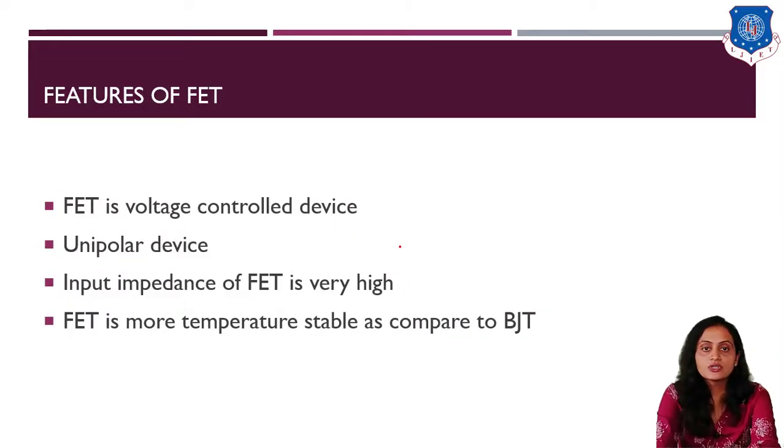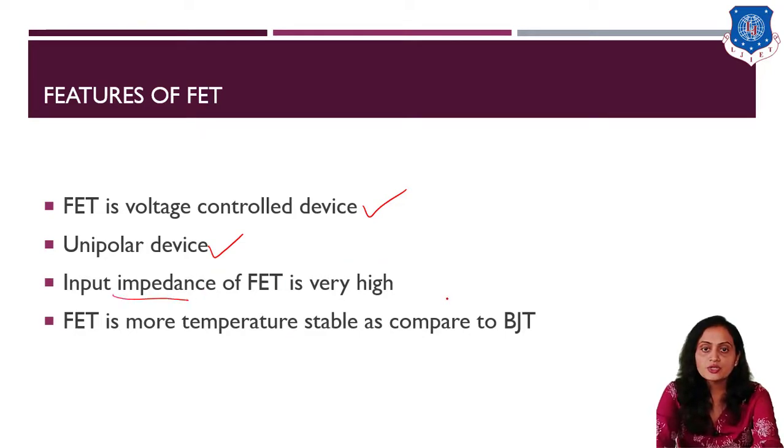Now we will see features of FET. FET is the voltage control device. Why it is called voltage control, that we will see in the next slide. It is a unipolar device. That means the current is due to only one type of carrier in the FET, that is either only electrons are flowing or only the holes are flowing.